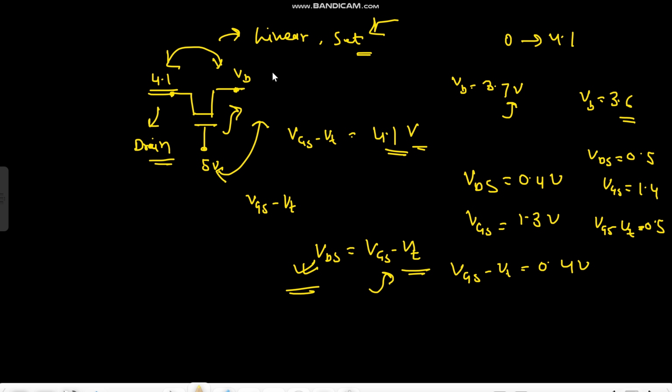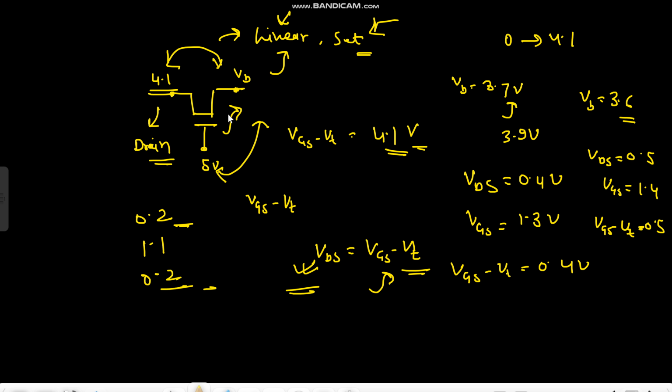I was checking whether it goes into the linear region or not, so I was just taking some values. Take it for 3.9. Again your VDS is 0.2, VGS is 1.1 and VGS minus VT would be 0.2. So again it is in the saturation region. It always remains in the saturation region. I was just checking if it goes into linear or not.